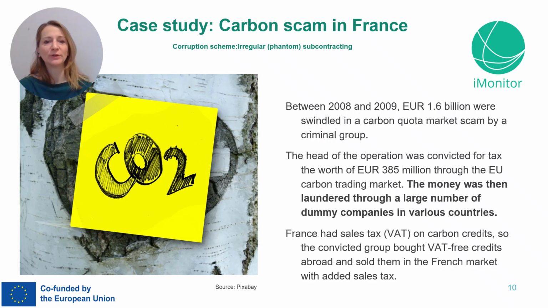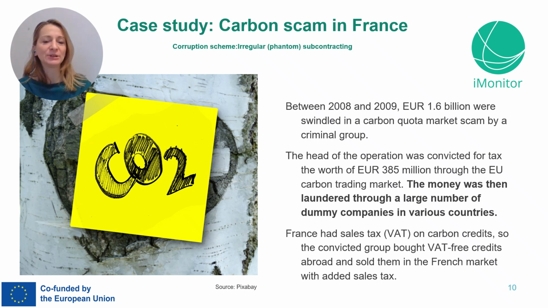Let me share with you one of the most striking cases of fraud in the EU carbon trading market. Between 2008 and 2009, a criminal group managed to cheat the system and take away an incredible 1.6 billion euro. At first glance, the scheme seems simple, almost too simple but highly effective. The head of operation was eventually convicted for tax fraud worth 385 million euro, but the damage across the system was much greater.